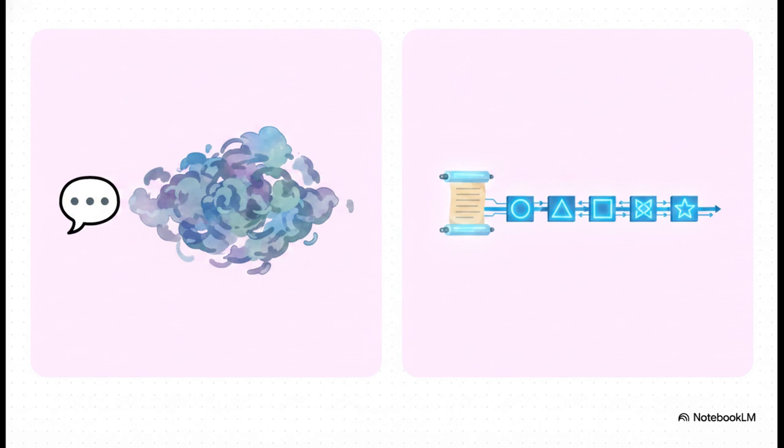So every single action the AI takes is a distinct executable step that can be validated before it even touches your code. It's all about precision and total reliability.